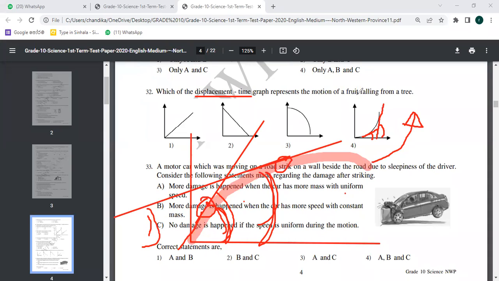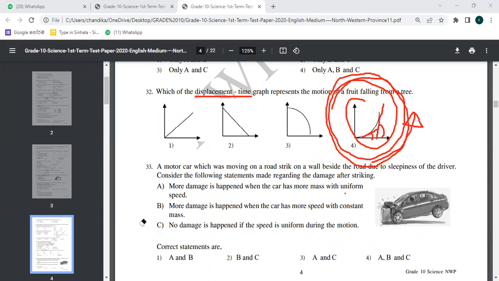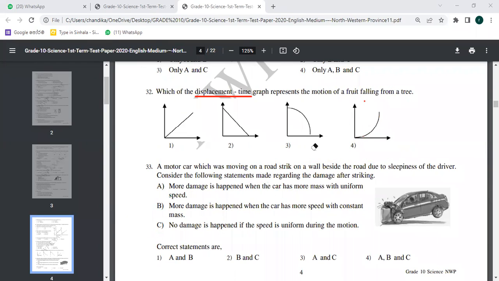velocity is increasing. Velocity increasing means accelerating. Gradient is increasing. So in the displacement time graph, gradient gives the velocity. Gradient is increasing here. Gradient is increasing means accelerating. Answer 4. Those who didn't come for that lesson, when you come to the physical class, you ask me, I will explain very well. So answer should be the 4th one.